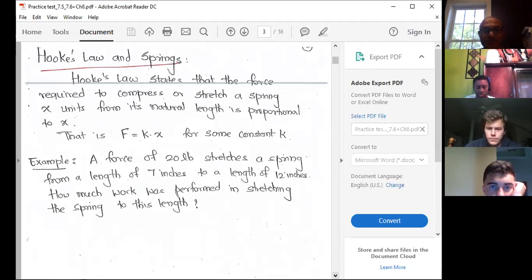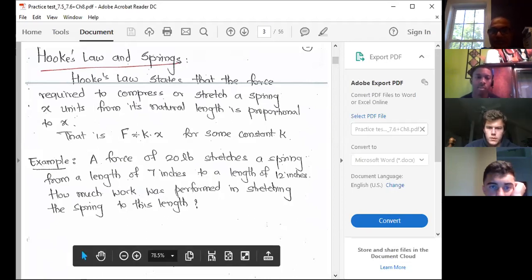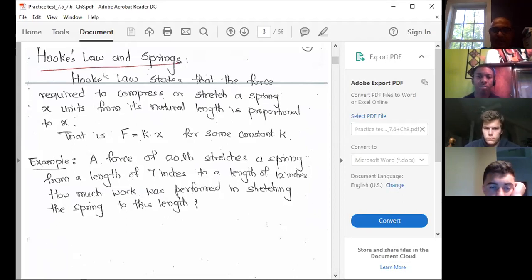Hooke's law states that the force required to compress or stretch a spring x units from its natural length is proportional to x. That means force is proportional to x, and K is the proportionality constant. That is Hooke's law, F = Kx. You are going to use the same formula, F = Kx or Ks, in your spring-mass system in chapter 5 of your DFQ course.